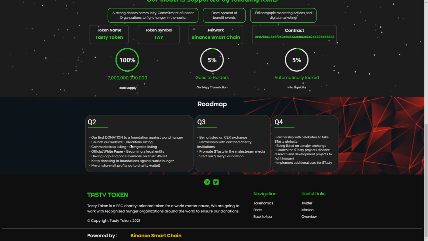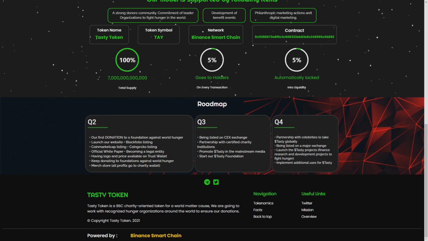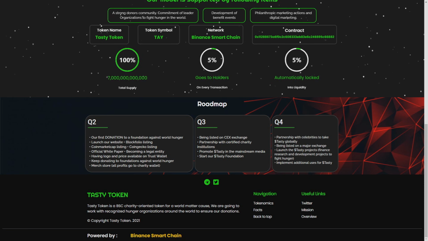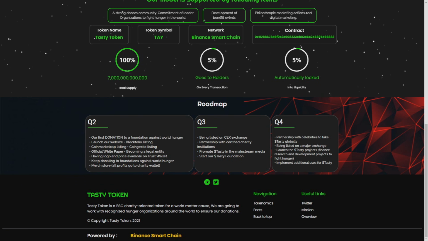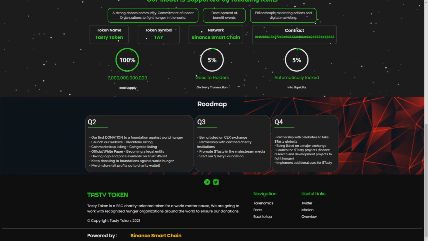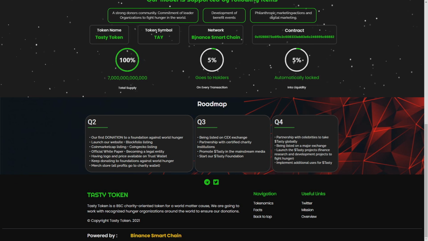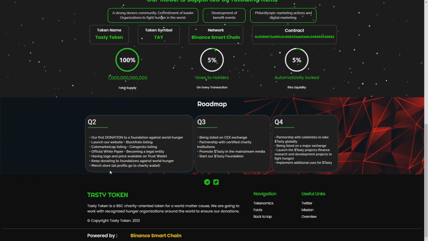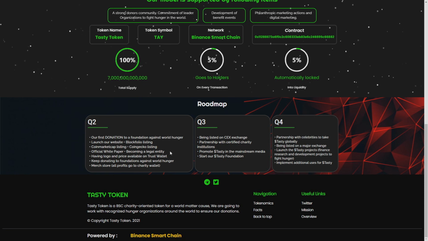Launch our website, BlockFolio listing and CoinMarketCap listing, CoinGecko listing. I hope so, because it will definitely increase the price of this coin and benefit the holders, so this coin will be, who knows, maybe in the future in the top 10 coins on CoinMarketCap and CoinGecko. Becoming a legal entity, having logo and price available on Trust Wallet. Keep donating to foundations against world hunger and a merch store, all profits go to the charity wallet. So it's also good if you like some crypto merch, then it's definitely for you.